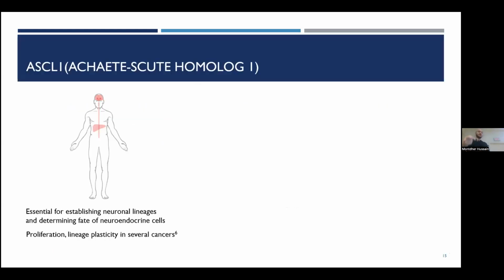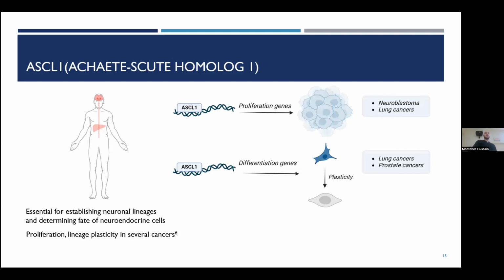So ASCL1, or achaete-scute homolog 1, is a transcription factor that's essential for establishing neuronal lineages. It's also essential for determining fate of neuroendocrine cells. However, it has implications in cancer as well, where it's responsible for expression of proliferation-related genes in neuroblastoma and lung cancers. In addition, it's also responsible for expression of differentiation genes in certain cancers to allow for redifferentiation of cancers, including some lung cancers and prostate cancers.